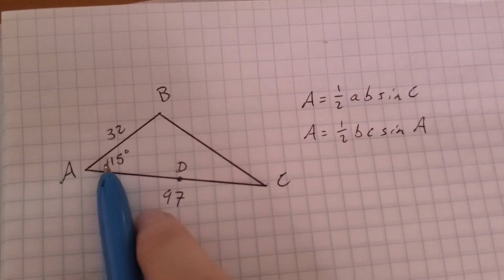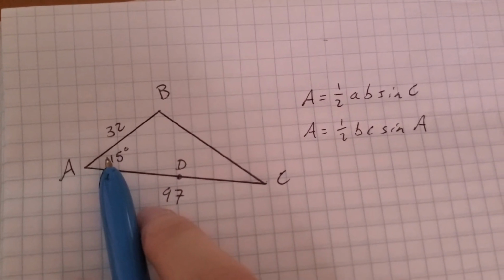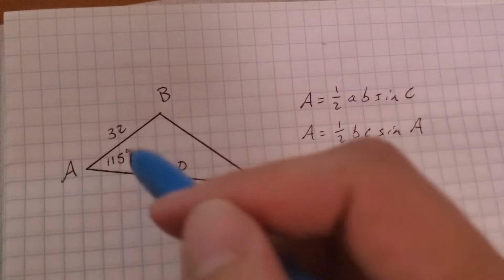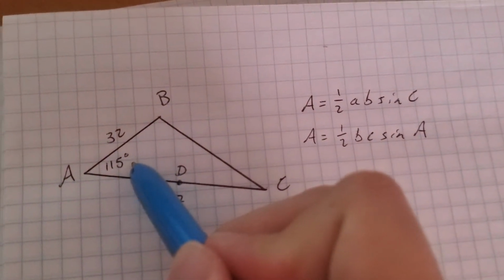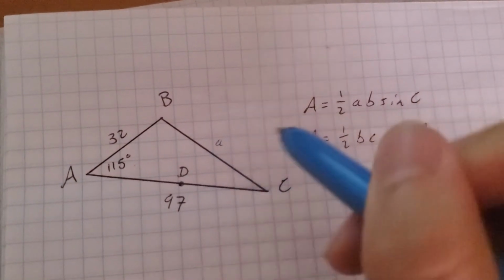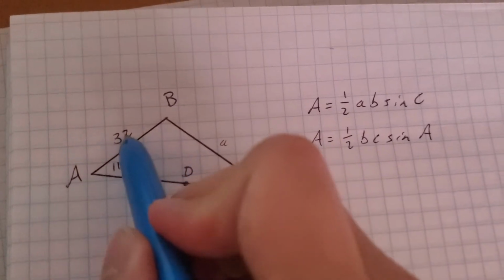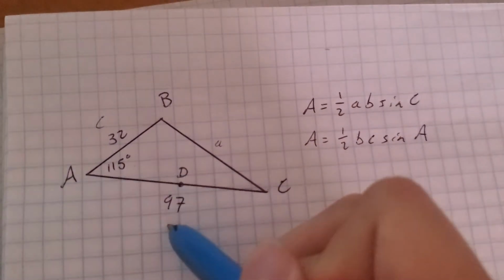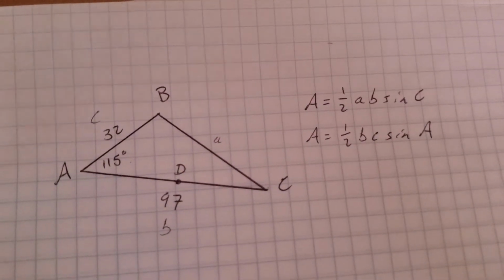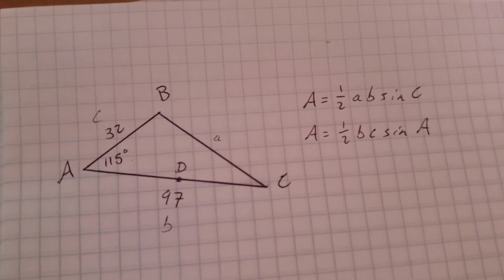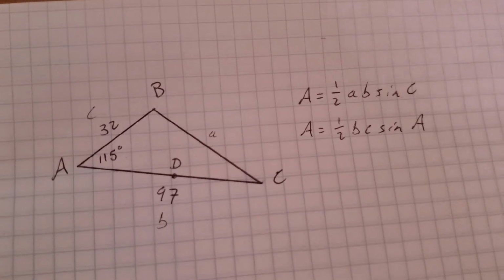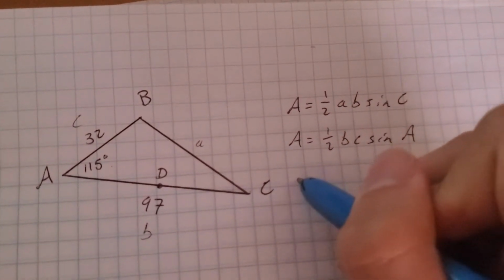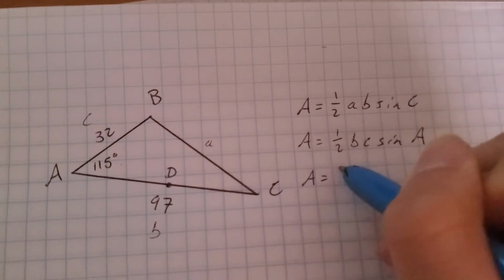Remember the sides: this is angle A, then this is side A, this is angle C, so opposite, this is side C, this is angle B, so opposite, this is side B. Now from here I can start putting everything into my formula. So my area is equal to 1/2.